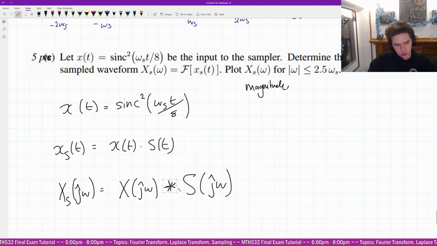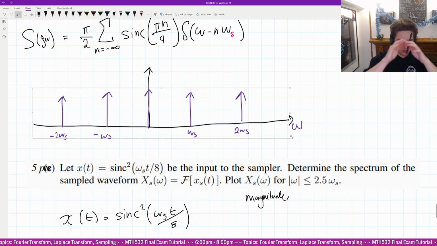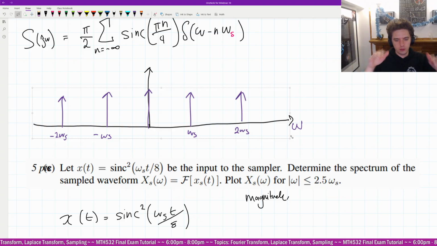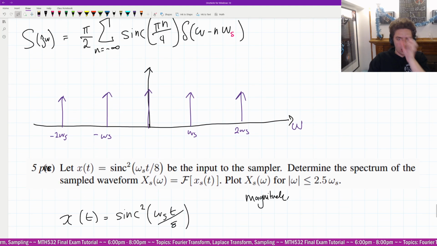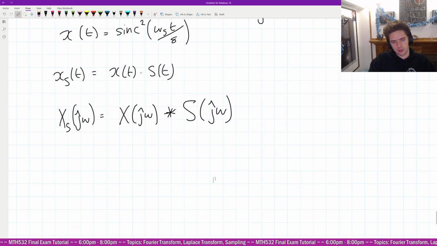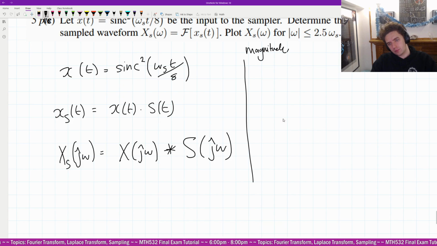Convolution is generally hard, but convolving with a bunch of impulses, which is what we're doing, is not very hard. You just move the frequency spectrum of X of j omega to all the impulses. That's all that's doing. So let's just quickly find X of j omega. It's just a table thing, to be honest. Be able to use the table. So let me show you how I do it.